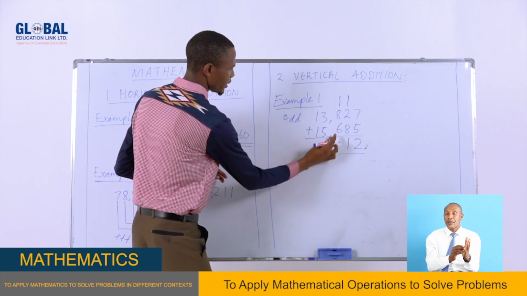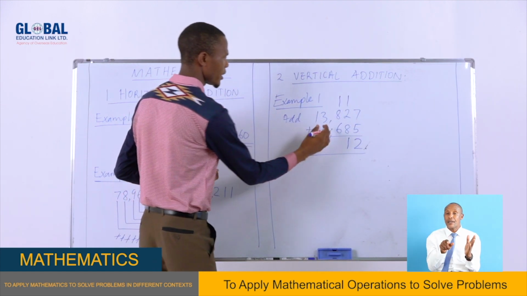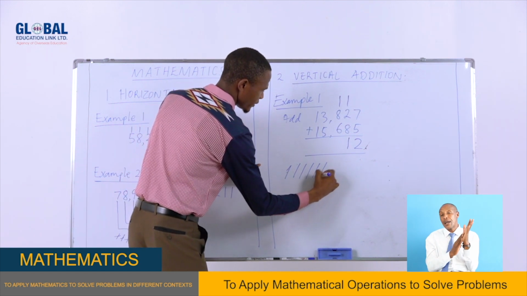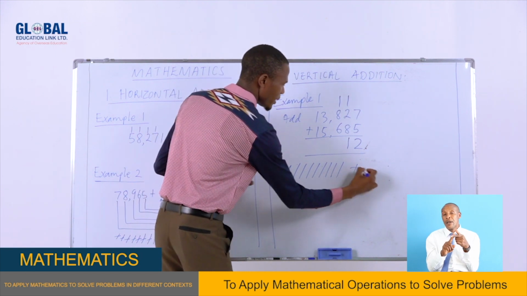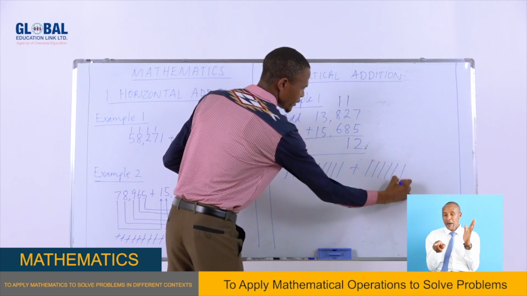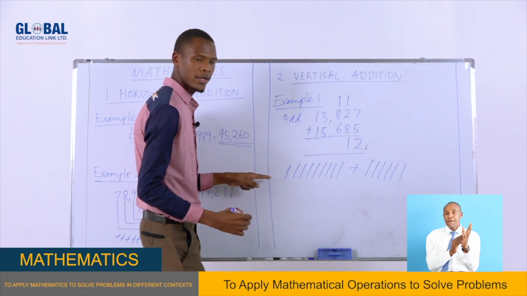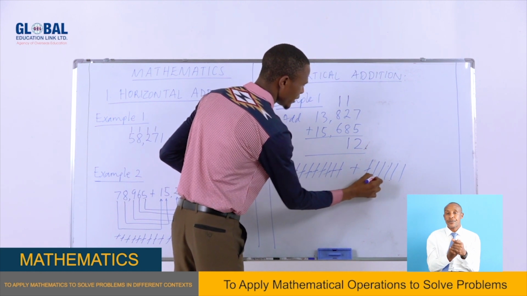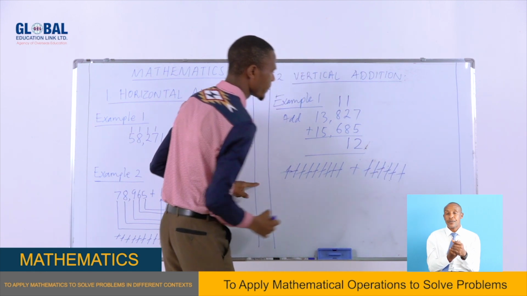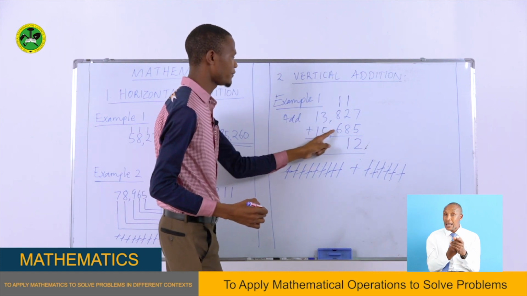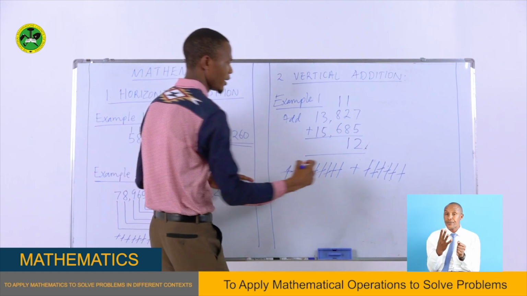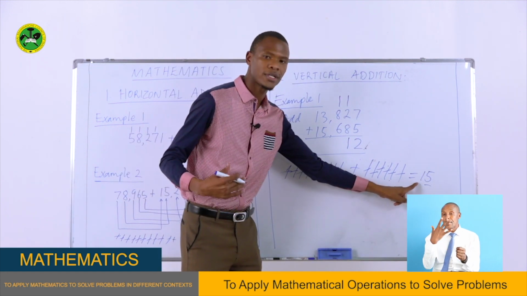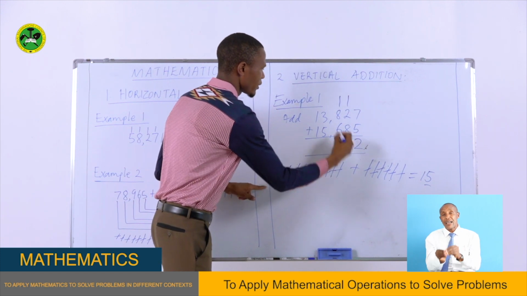Therefore, count 9 tallies and then add 6 more tallies to get a sum of 9 plus 6. 1, 2, 3, 4, 5, 6, 7, 8, 9. Add more 6. 1, 2, 3, 4, 5, 6. Count together. 1, 2, 3, 4, 5, 6, 7, 8, 9, 10, 11, 12, 13, 14, 15. Therefore, the sum of 9 plus 6 is 15. Therefore, we write 5, and then we carry 1 forward.